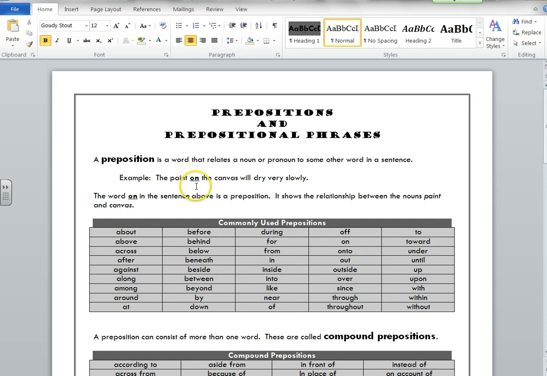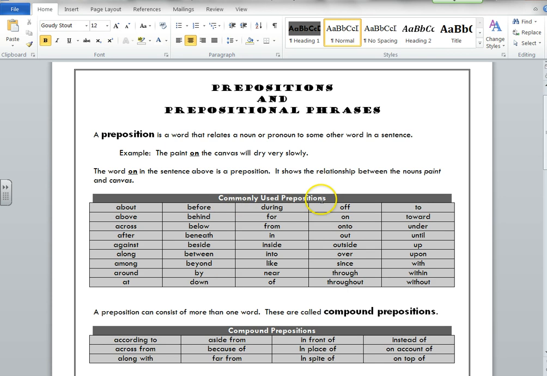In this case, on is telling us where the paint is: it's on the canvas. It's relating canvas and paint to each other, canvas being where the paint is, okay? And on is the preposition in the sentence.